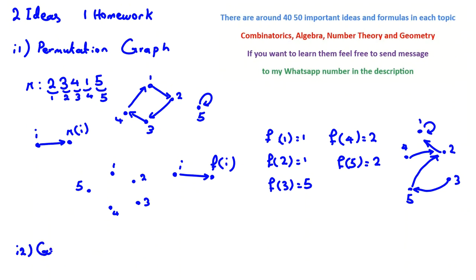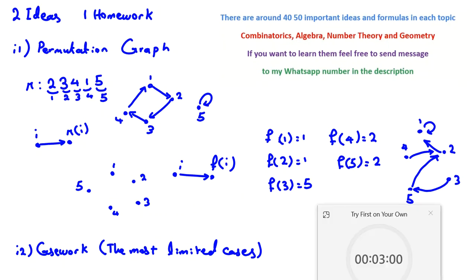Idea 2 is what? Casework. And in casework, for example, the priority is that we consider the most limited case. Okay. Now use these two ideas to solve the problem. Okay, let me try first on your own for 3 minutes.